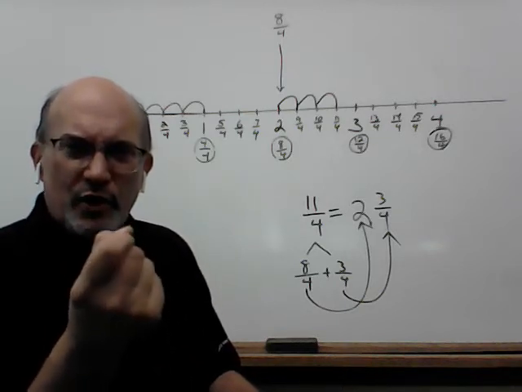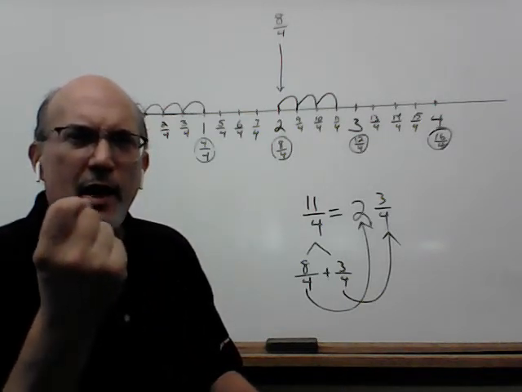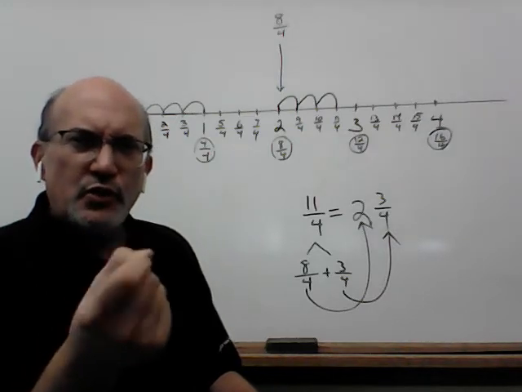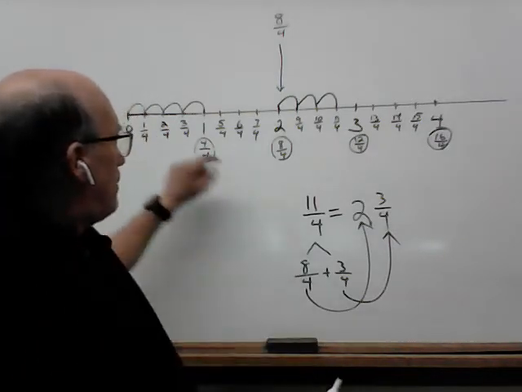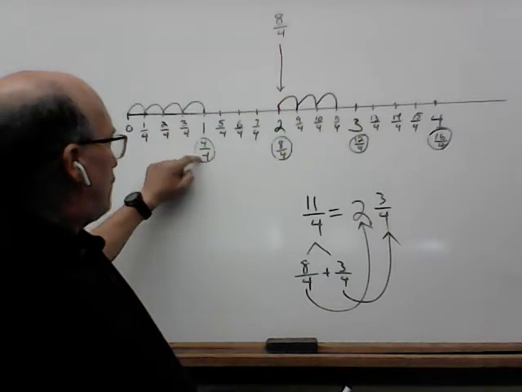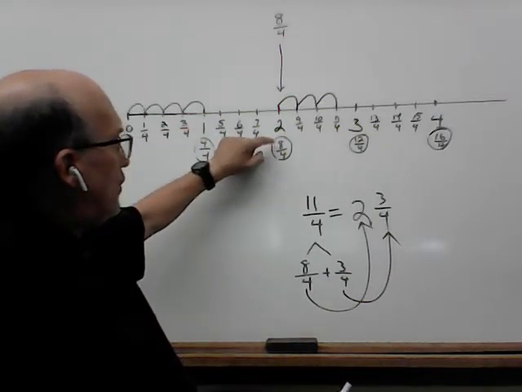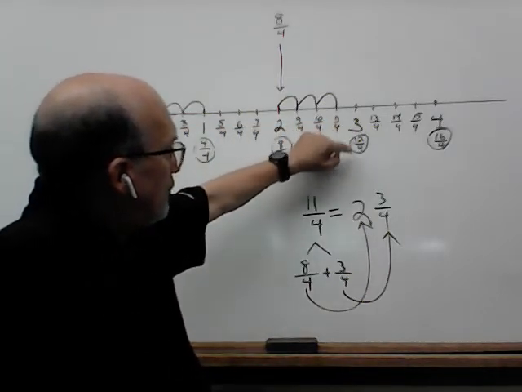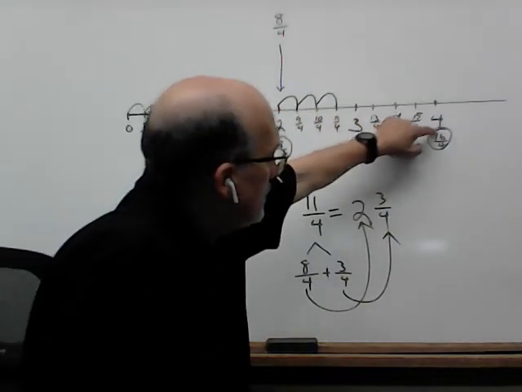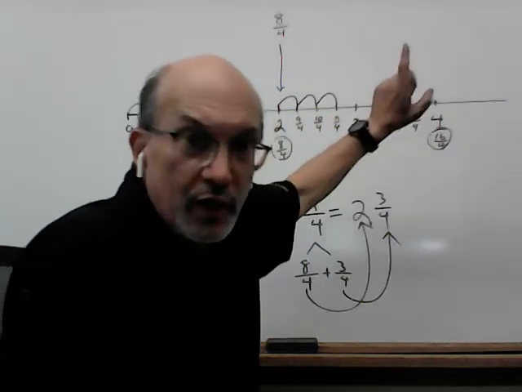Please commit to memory this notion that a fraction can be understood as a division, reading from top to bottom. 4/4: 4 divided by 4, 1. 8/4: 8 divided by 4 is 2. 12/4: 12 divided by 4 is 3. 16/4: 16 divided by 4 is 4.